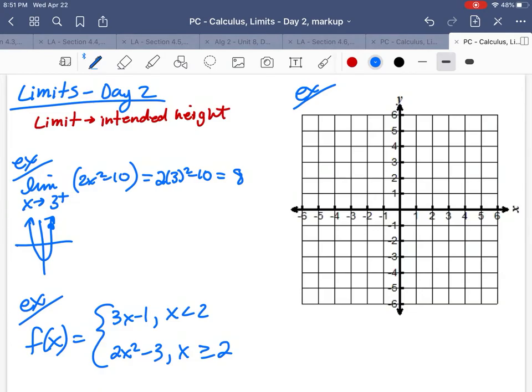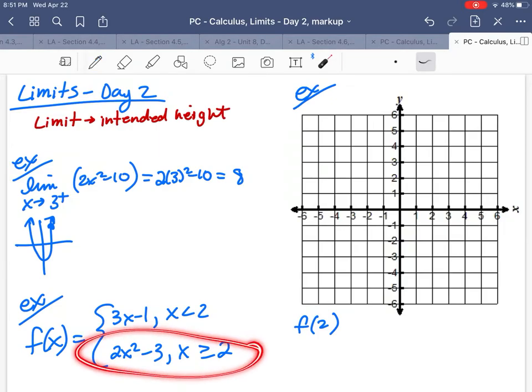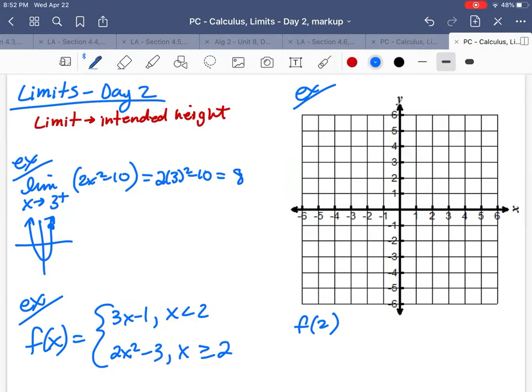Now, I could ask you right now, if one of my questions is this, what is f of 2? If I asked you for f of 2, then you would have to use this piece right here because that's where 2 is defined. So you'd plug in 2 there. So 2 times 2 squared, so that'd be 8, and 8 minus 3 is 5. So that's easy to answer.